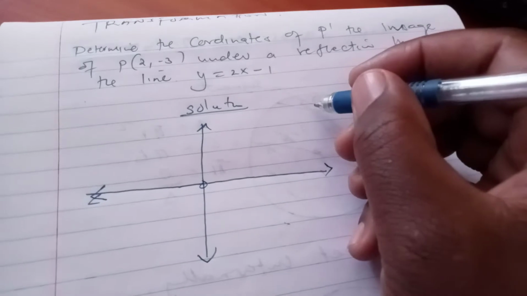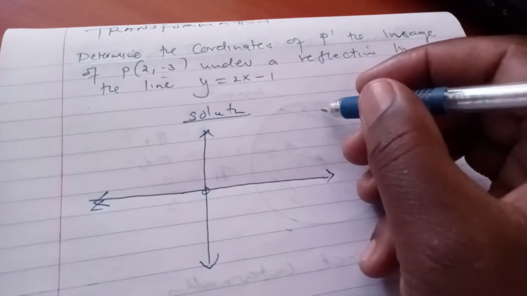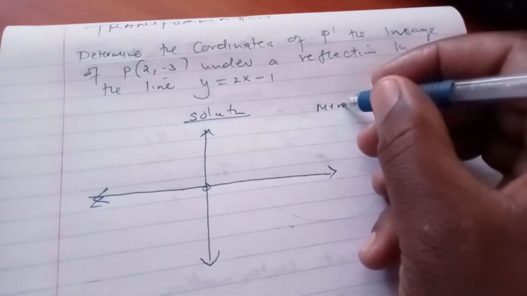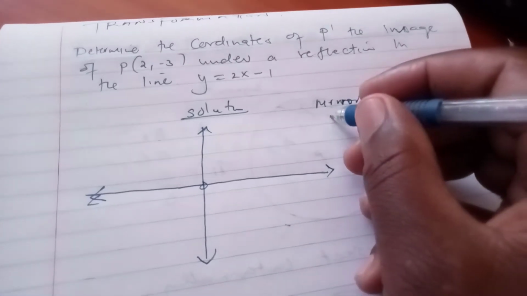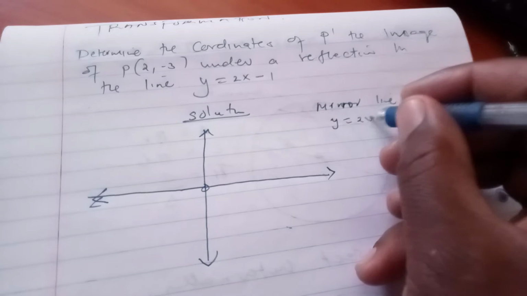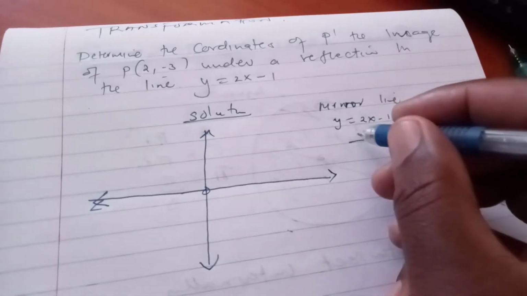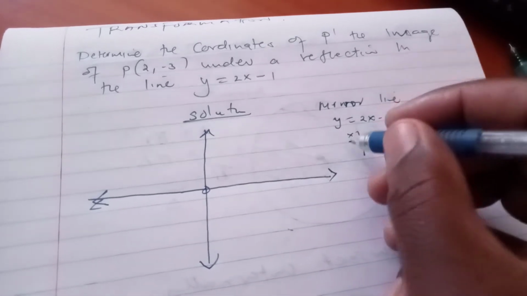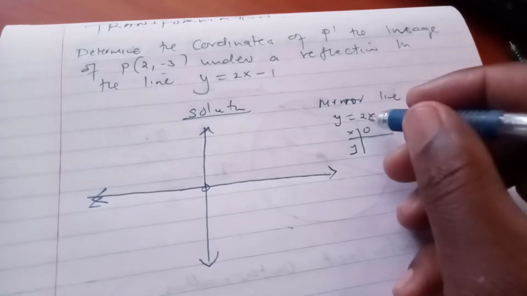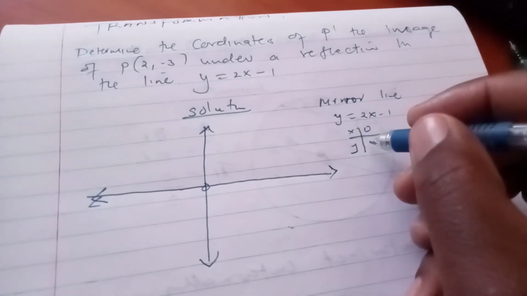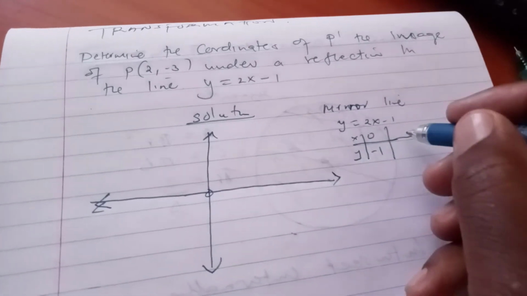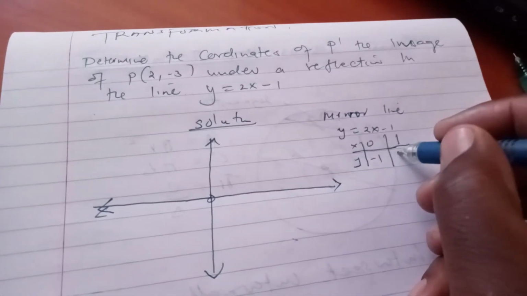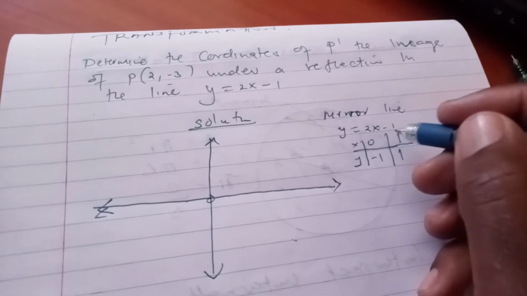And I'm going to plot the line in question. This is what we call the mirror line. Our mirror line is y = 2x - 1. Let me plot this line quickly. When x is 0, y is -1. And when x is 1, y is 1, when you substitute those values here.